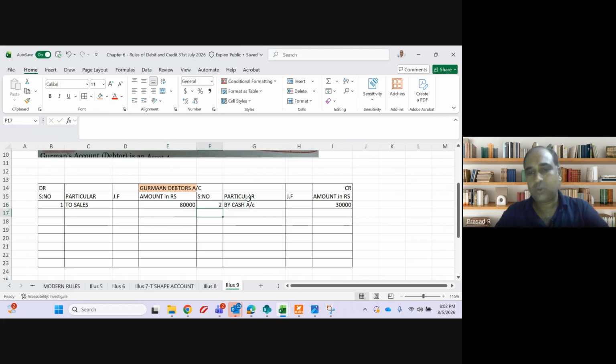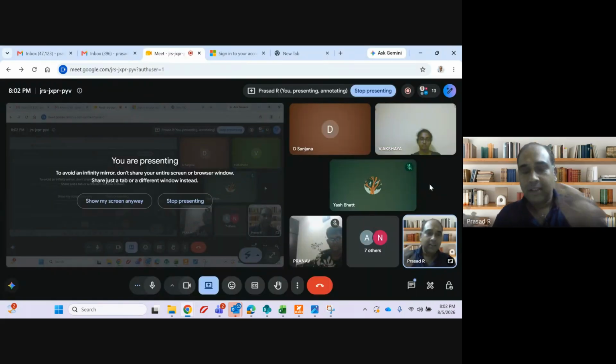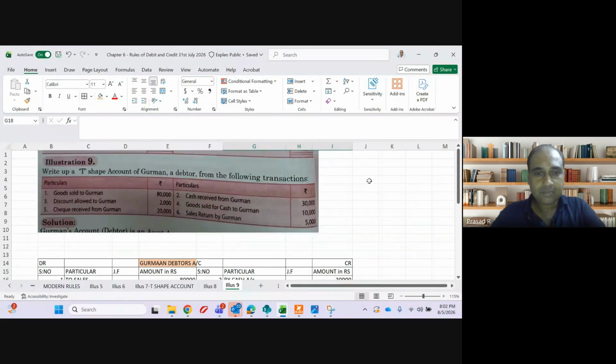Serial number 2, 30,000. So 80,000. How do I have to read this account with these two transactions? Gurman, sale happened for 80,000. He has made a payment of 30,000. How much is the balance at this point that Gurman has to pay now? 80 minus 30, 50,000. After two transactions, Gurman has to pay me 50,000. That is how you have to read a ledger. Clear, guys? Yes, sir.